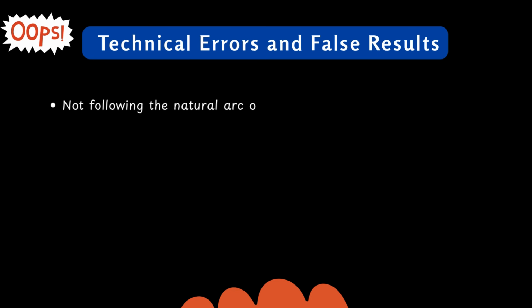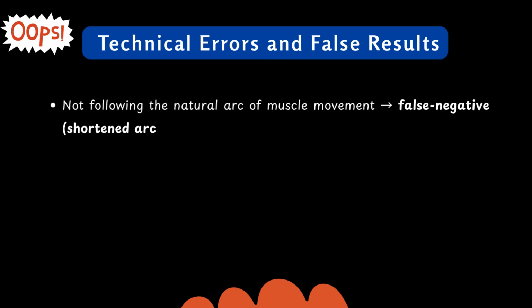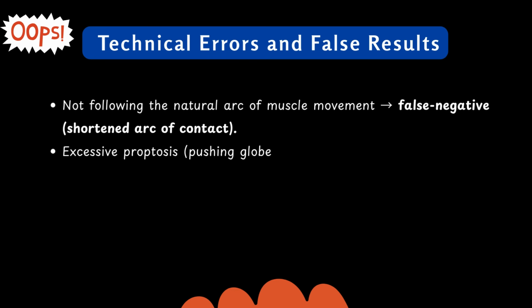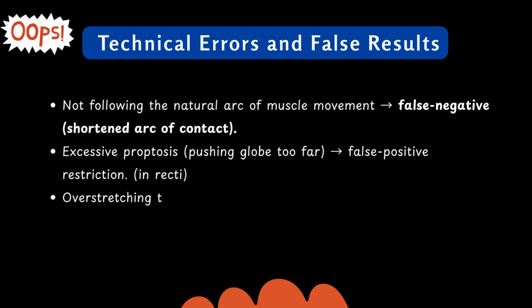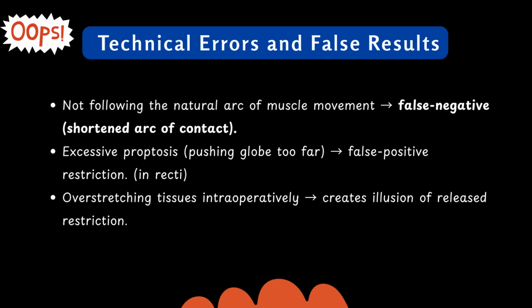Even when your technique looks correct, small technical errors can alter the outcome. If you don't follow, for example, the muscle's natural arc of movement, you might get a false negative test because you're shortening its contact path. Conversely, pushing the globe too far forward, like proptosis, while carrying out the FDT artificially increases the tension and can give a false positive effect. Here I'm talking about the recti. Overstretching the tissues can also create a false impression of improvement.